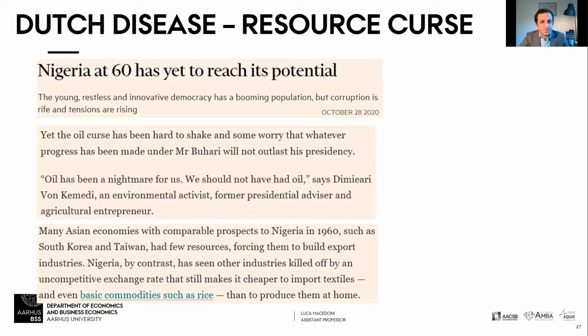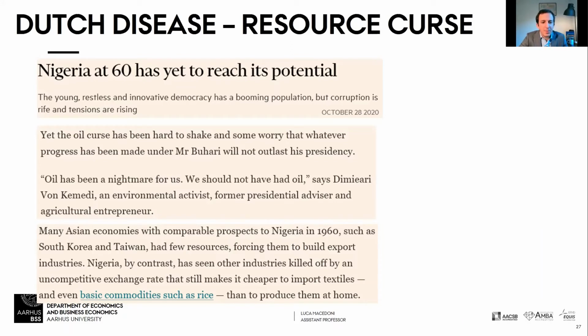Okay? Now this is particularly problematic, because of several reasons, but this is particularly important in African countries. Here I'm reporting just a few lines from an article of the Financial Times of last October, where basically it is talking about Nigeria, one of the biggest countries, if not the biggest country in Africa in terms of population. And you see that its economic growth is being plagued by the fact that they had oil.